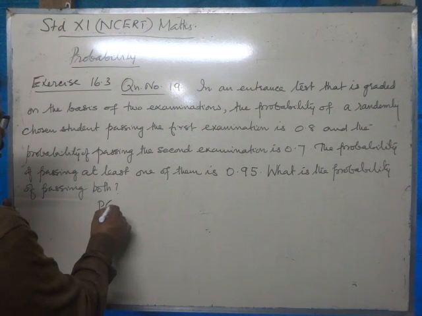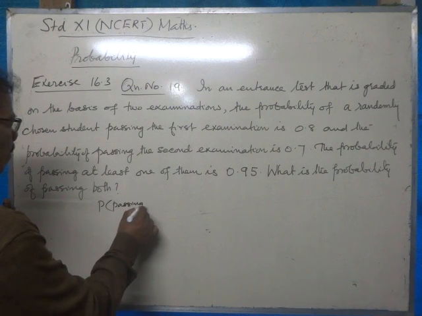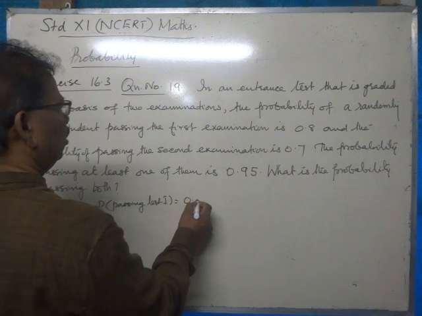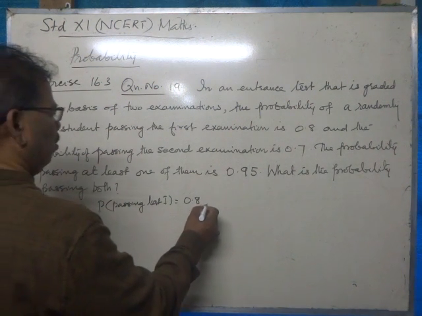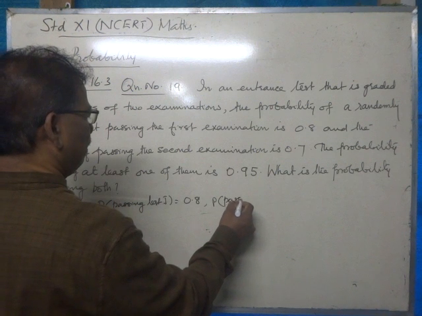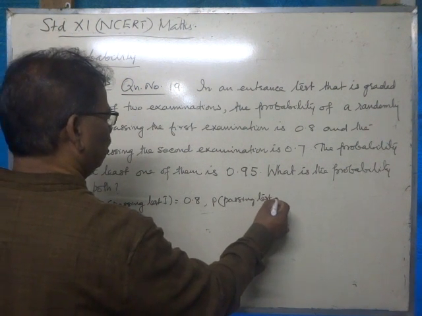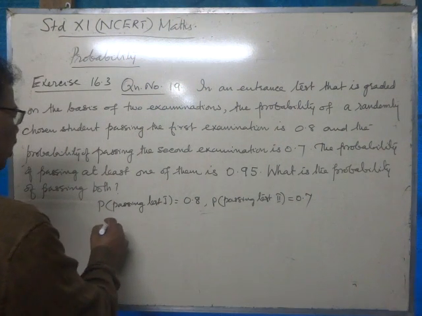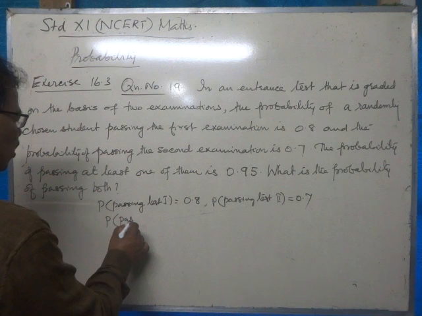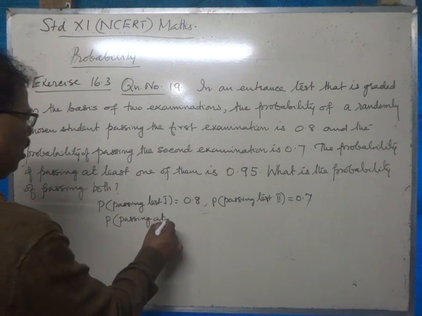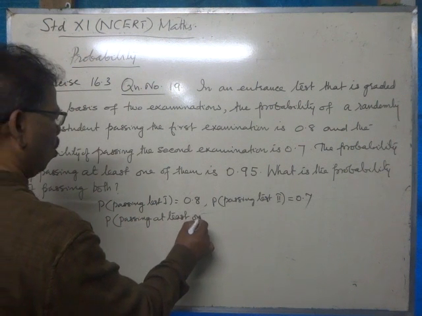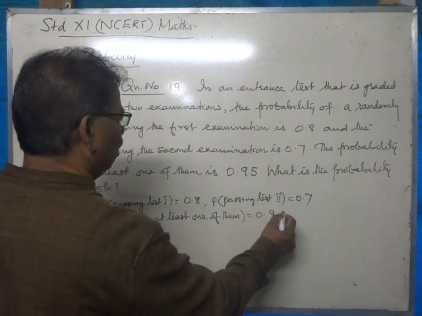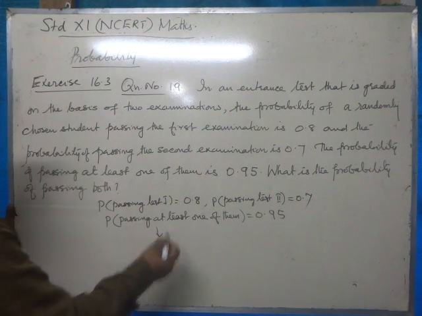Probability of passing test 1 is equal to 0.8. Probability of passing test 2 is equal to 0.7. Also given that probability of passing at least one of them is equal to 0.95. Then what is the probability of passing at least one of them?